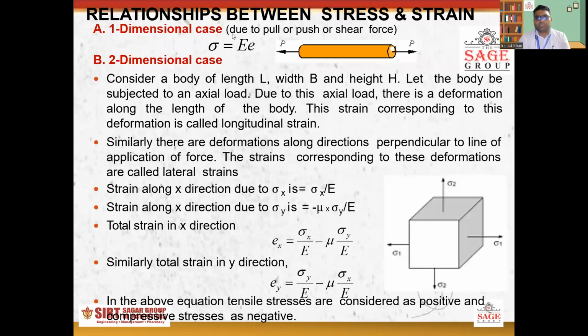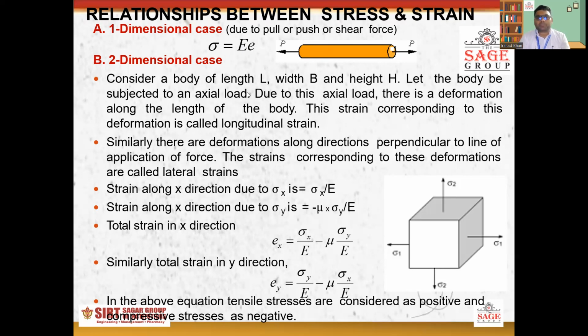Let's understand the concept of the relationship between stress and strain. If the applied load is a one-dimensional case, it is applied on a long bar where the length is quite higher compared to the other dimension, the diameter. That's called a one-dimensional case. So here sigma is equal to E times epsilon, where capital E is the Young's modulus and epsilon is the strain.